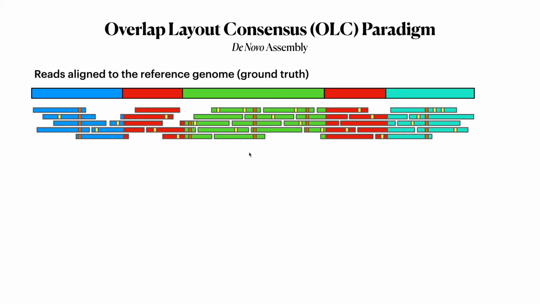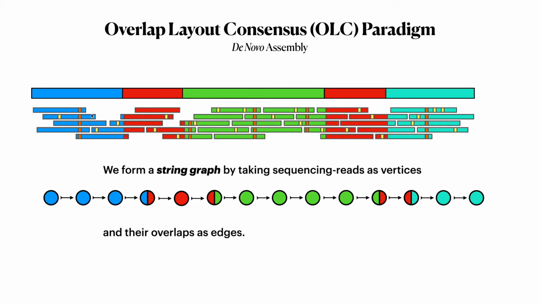You can see the machine sequences at a certain depth. This is about a depth of 5 of the genome, and the reads reveal certain facts, like certain sequencing errors that are shown in these yellow rectangles, but also specific biological variants that appear throughout the reads that align to that location. If we form a string graph by taking sequencing reads as vertices and the overlapping segments as edges, then we can start to move towards getting a good layout of our reads and generating as much of the original sequence as possible.